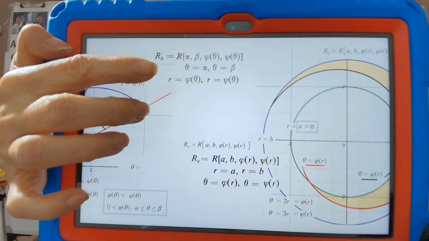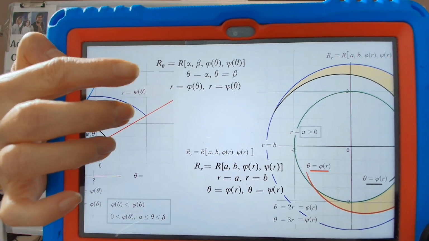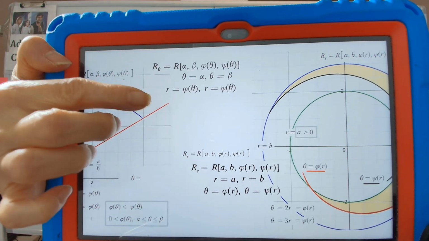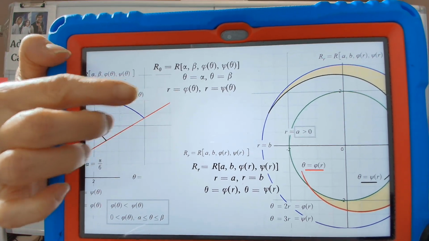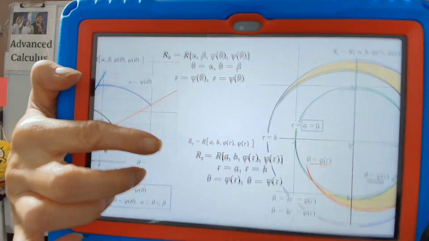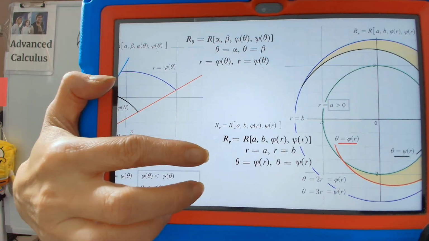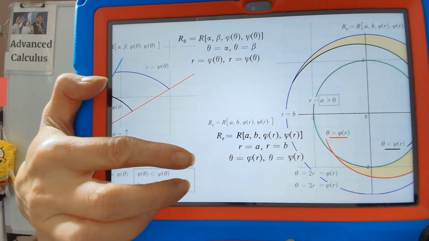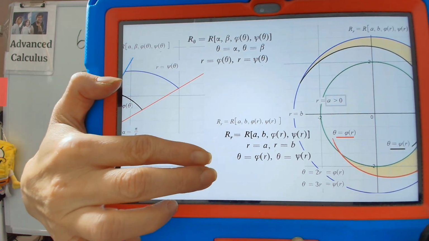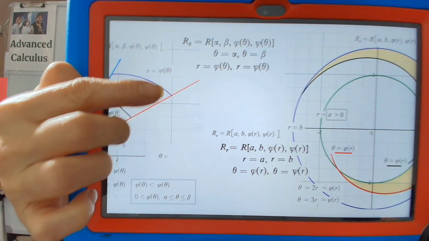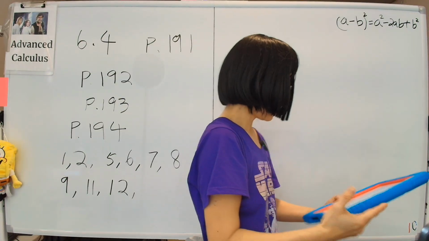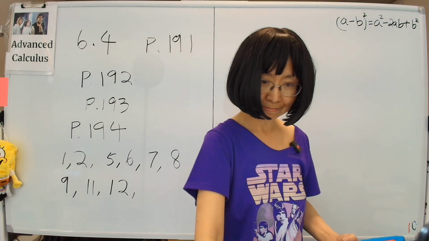So remember, theta equals alpha, theta equals beta. And in here, R is equal to phi of theta and R equals psi of theta. And for the R of R, the story is completely different. Now R is A and R is B, and theta is equal to phi of R and theta equals psi of R. Okay, once you keep that straight, then I think the problem is quite straightforward.